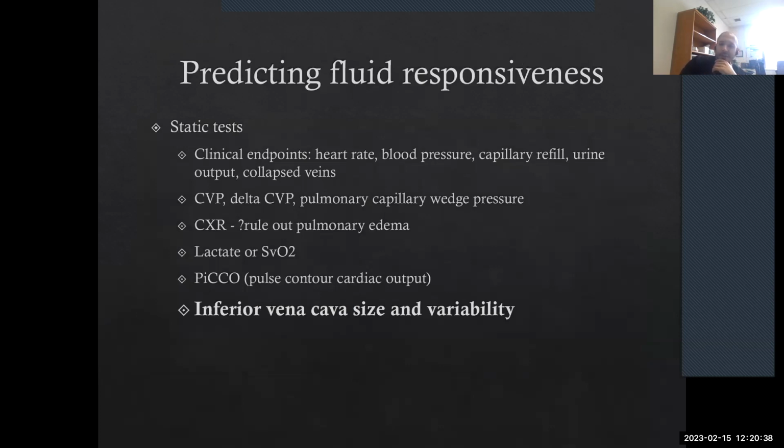How do we determine fluid responsiveness? There have been many tests proposed to determine this. Statically, we've used things like heart rate, as in tachycardia, blood pressure, low blood pressure, cap refill, urine output, collapsed veins. We've used CVP, a delta in the CVP with position or respiratory variation. We've used wedge pressures, back when we used to do PA catheters in patients more frequently. We used x-rays to rule out pulmonary edema. We used lactates, mixed venous oxygen saturation. We've used pulse contours of the cardiac output. And the big one that we've talked about is the IVC size and variability.